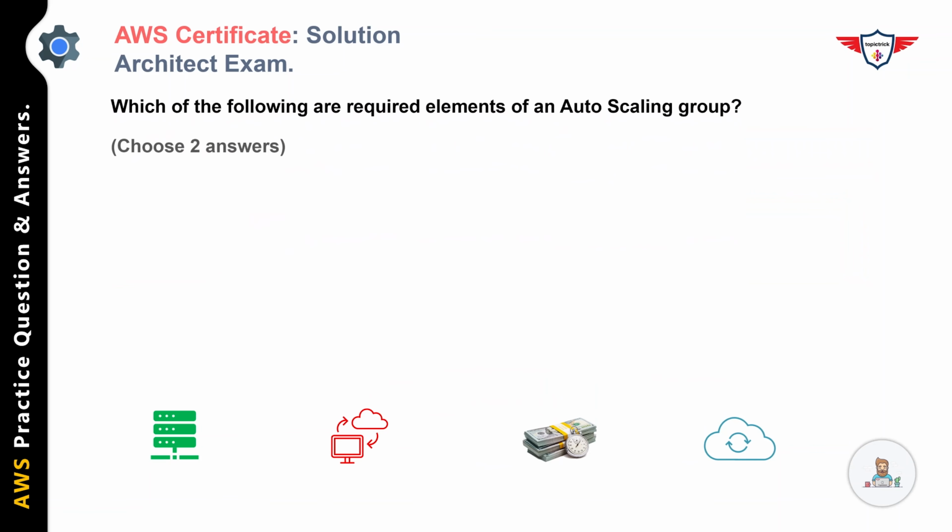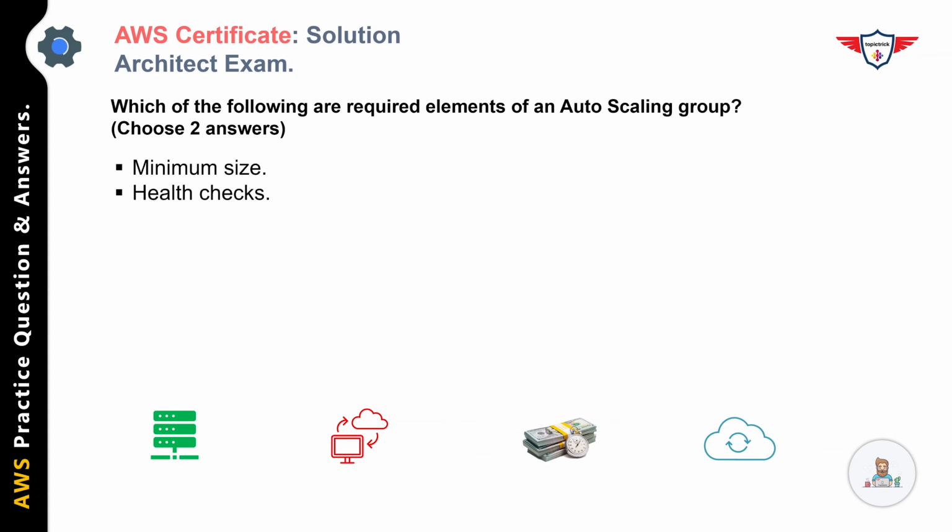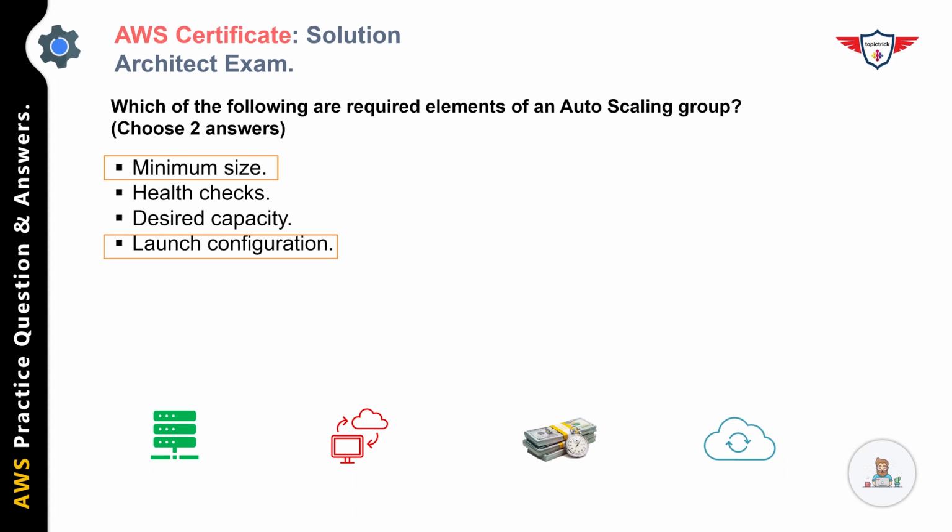Which of the following are required elements of an auto scaling group? And you have to select two correct answers. So the options are minimum size, health check, desired capacity, and launch configuration. The correct answer is minimum size and launch configuration. So in case you want to create an auto scaling group, then you need to define minimum size and launch configuration.